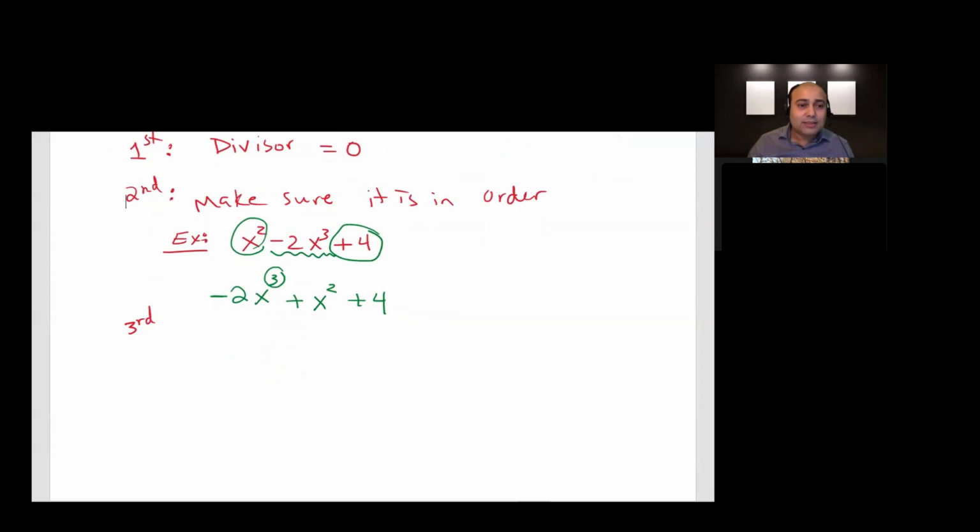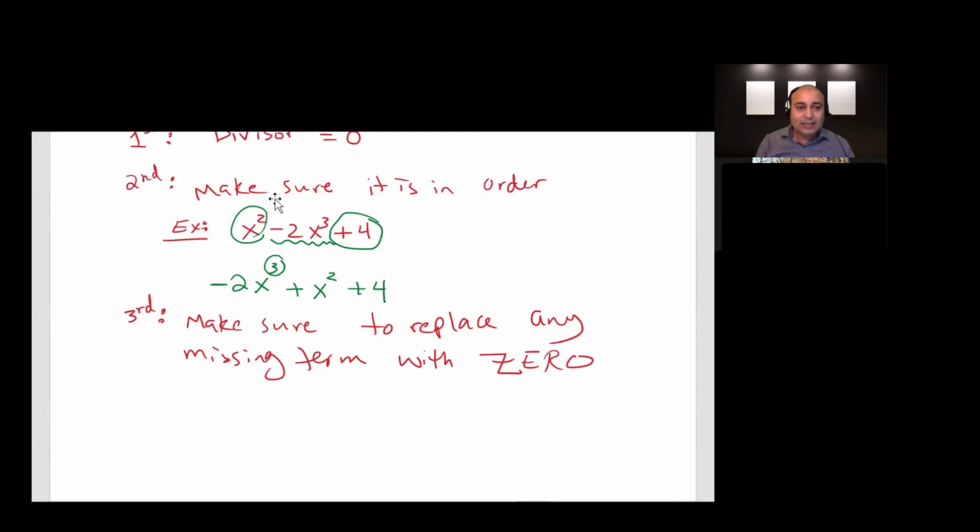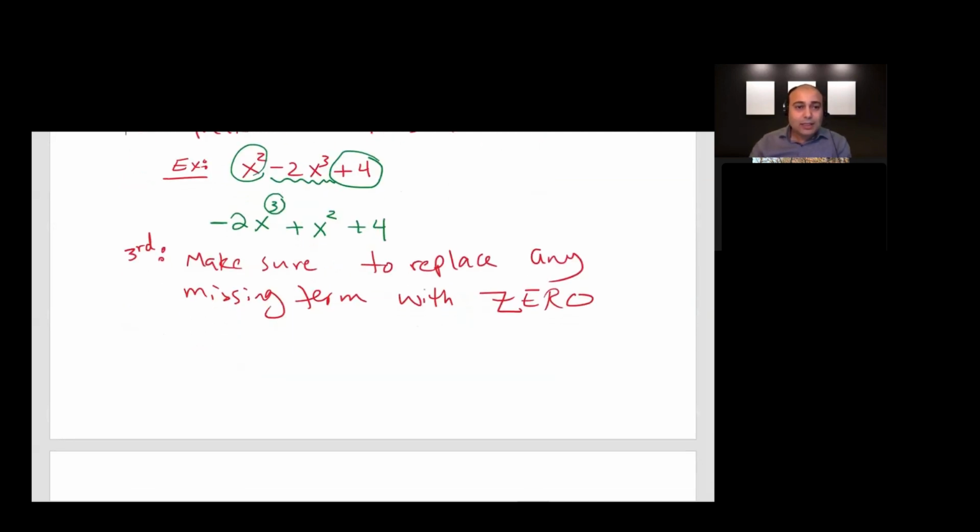So the third step, all right, make sure to put what? To replace any missing term with what? Big 0. With 0. Perfect. So again, I'm going to take this example down here, and I'm going to rewrite it.